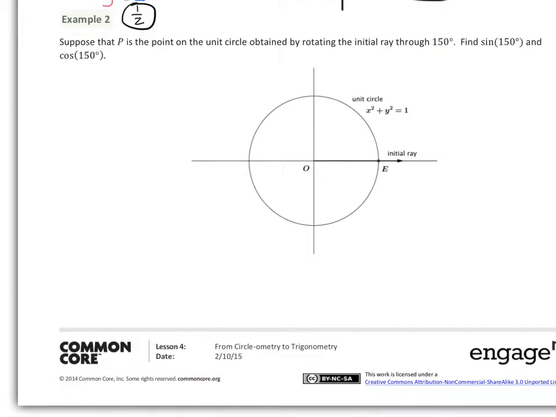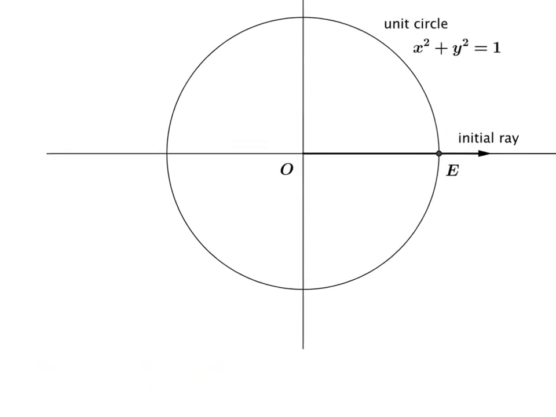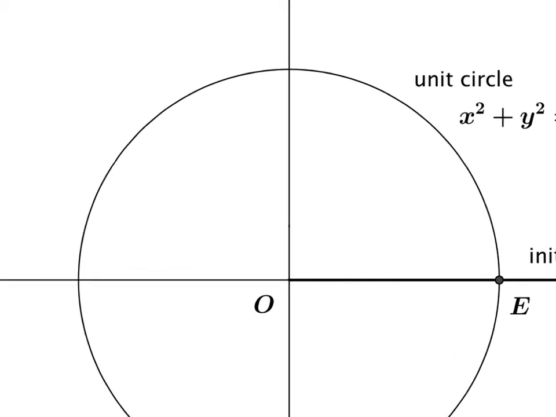Suppose that P is the point on the unit circle obtained by rotating the initial ray through 150 degrees. Find sine of 150 and cosine of 150. So here it is, and we're going to go through 150, which is approximately here. So that's 150 degrees. It is point P. But we can't actually do sine of 150 as it is there. We have to draw our leg to go down there and make a right angle.